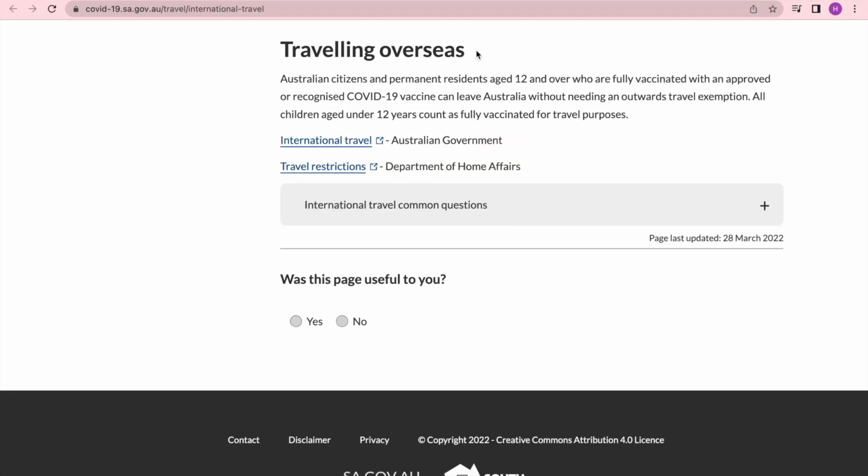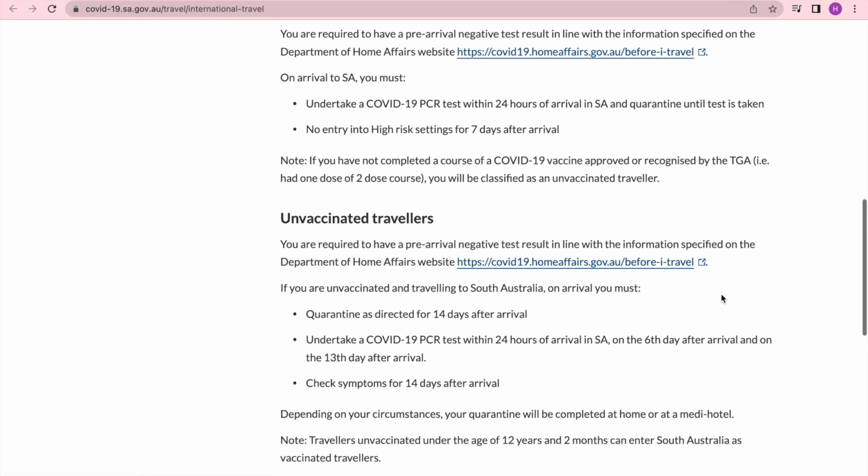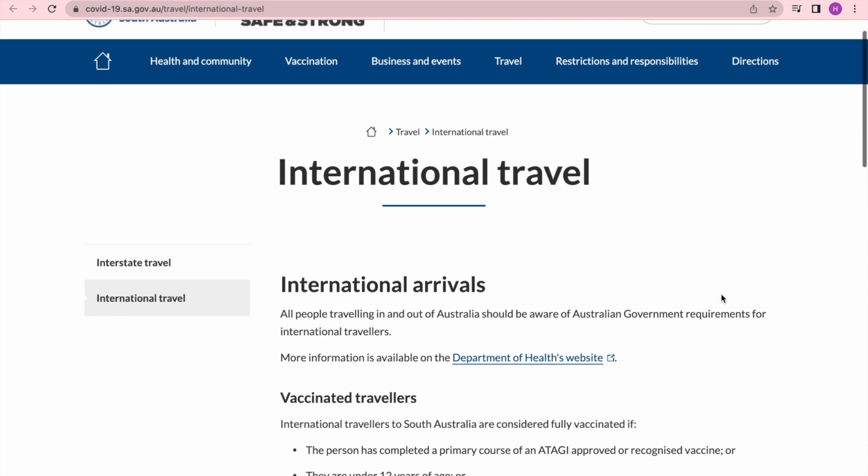Travelling overseas. Now, Australian citizens and permanent residents aged 12 and over who are fully vaccinated with an approved or recognised COVID-19 vaccine can leave Australia without needing an outwards travel exemption. Now, all children aged under 12 years count as fully vaccinated for travel purposes. And then there's links over here for you to read. And as you can see here, this page was updated on the 28th of March 2022. And those are the requirements for overseas arrivals into South Australia.